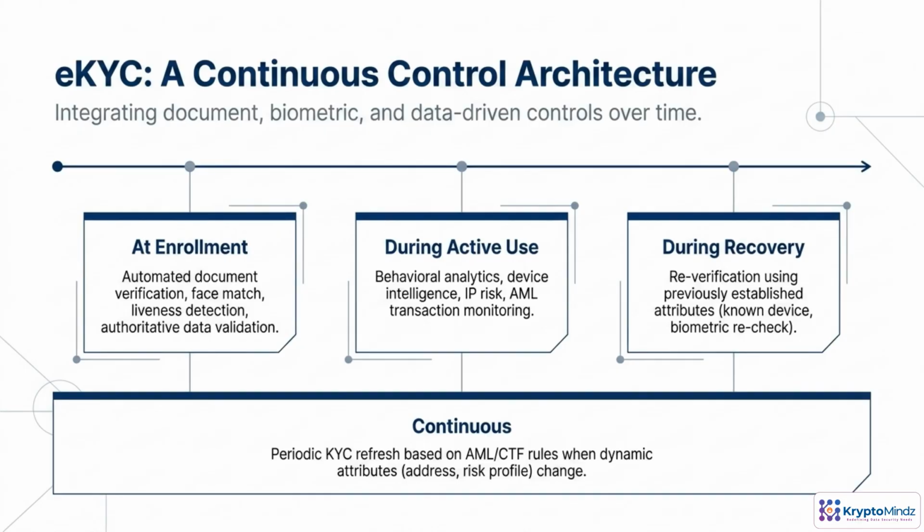eKYC should be treated as a continuous control system, not a one-time gate. At enrollment, you establish high-assurance identity using strong signals, document checks, biometrics, liveness, and authoritative data. During active use, you rely on lighter weight, high-frequency controls, behavior analytics, device intelligence, IP, and geovelocity checks, and AML transaction monitoring. During recovery, you reuse previously bound factors like trusted devices or biometrics to safely regain access. Across all phases, you schedule periodic refreshes when key attributes or risk levels change, keeping KYC always current.